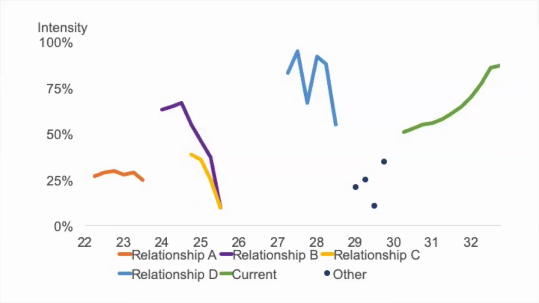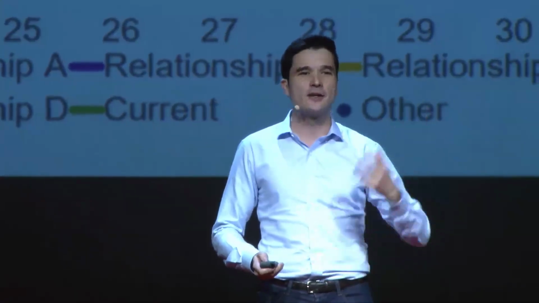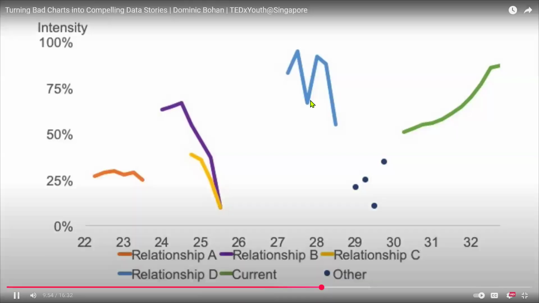At age 25, he was having two simultaneously. Now there's one more piece, chart junk, that needs to be eliminated from this. See this 225 here. What it is.